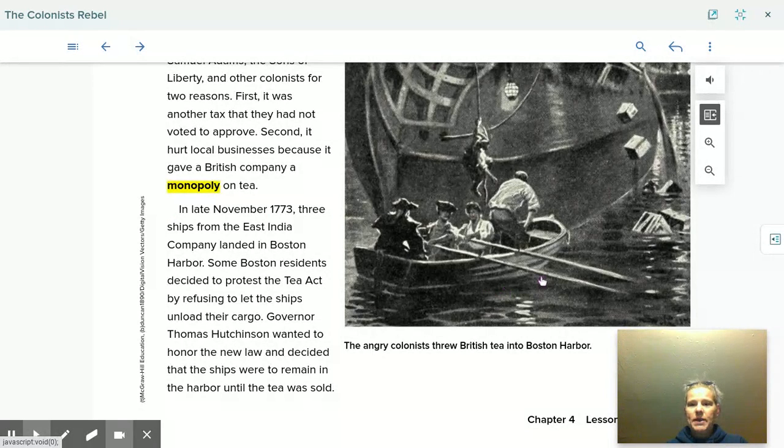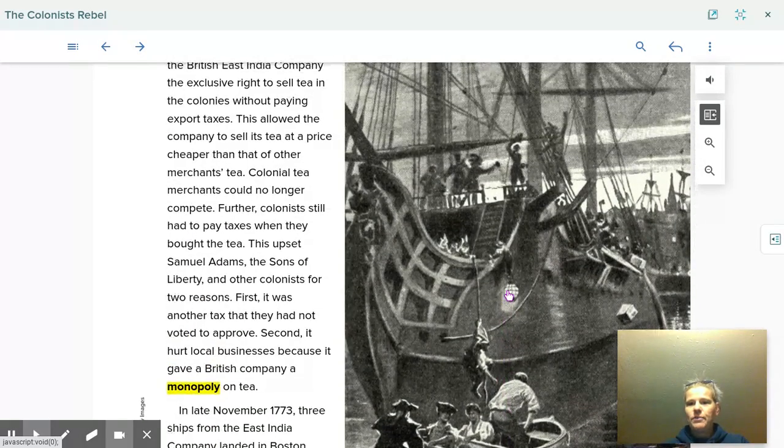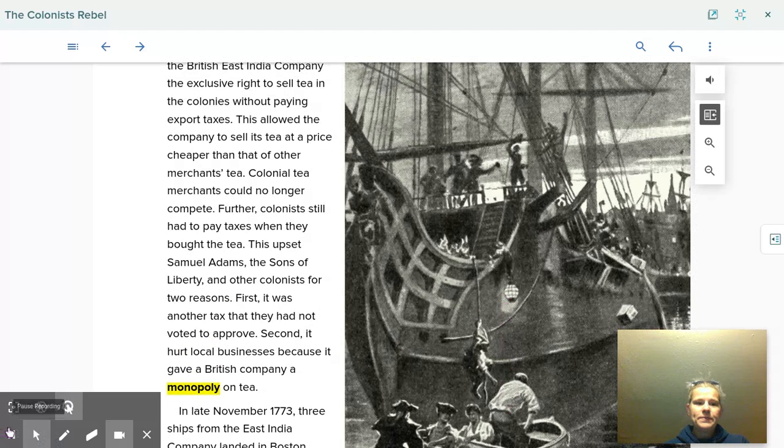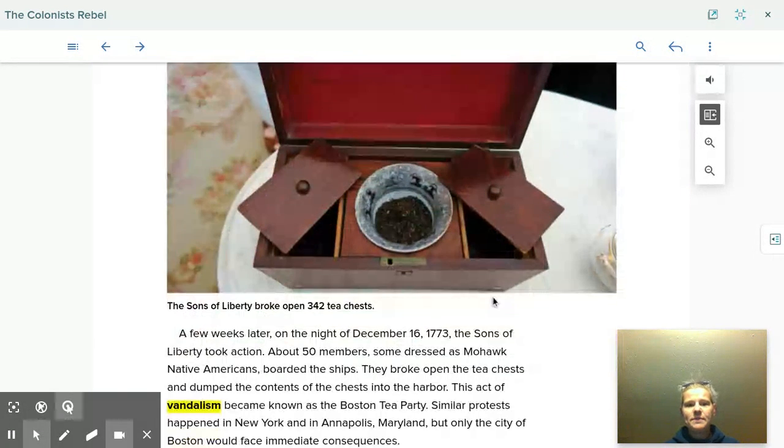So this picture here shows angry colonists that threw British tea into Boston Harbor. You can see them throwing the boxes overboard there. This is an example of a tea chest. So it says the Sons of Liberty broke open 342 tea chests.